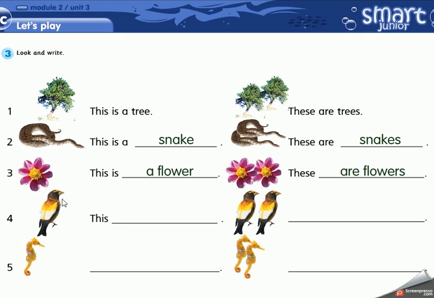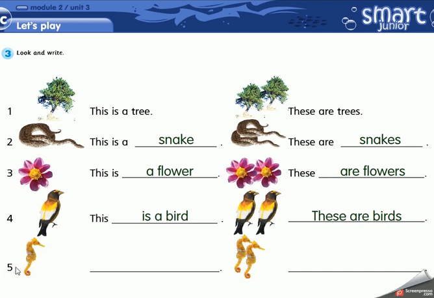This is a, very good. This is a bird. We have one bird. Now here we have one and two. So we have, these are birds. One, two. Birds. One and two. Are for plural and is for singular. This is a bird. These are birds.